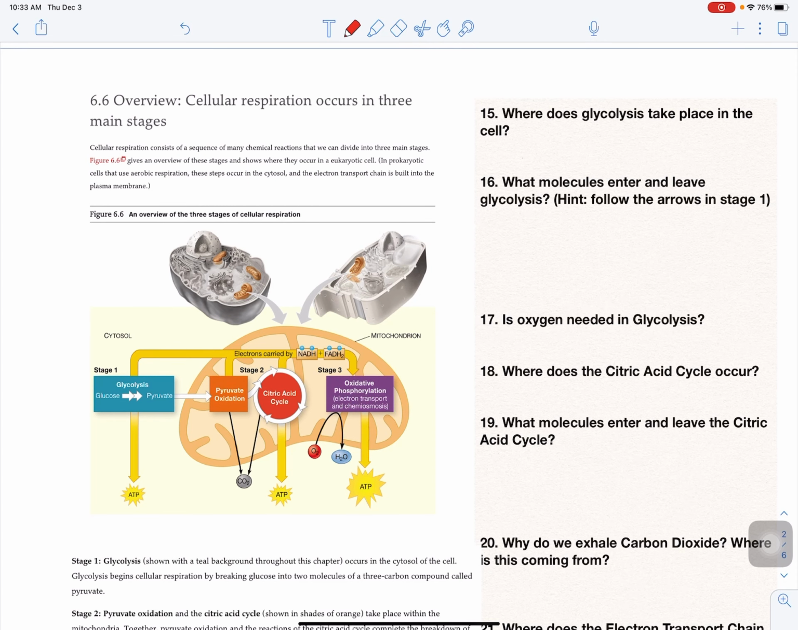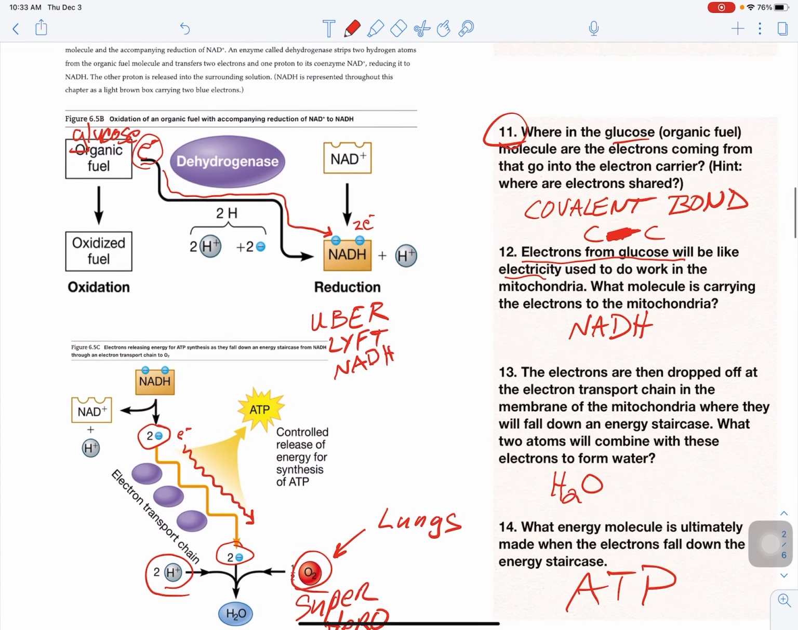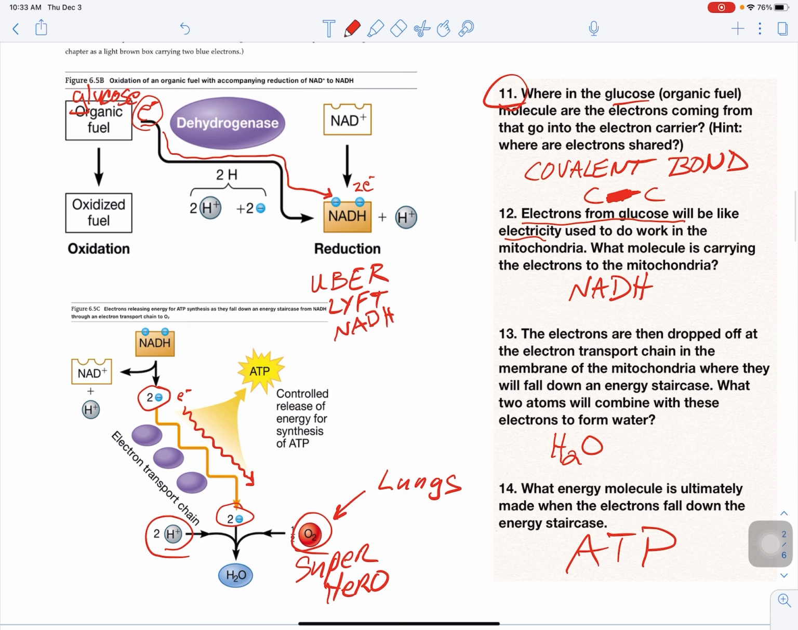Here is part 2 of our cellular respiration notes. But let's back up and just do a quick review. Question 11 through 14.